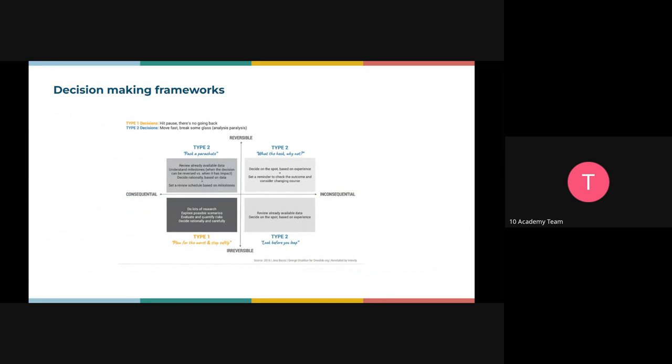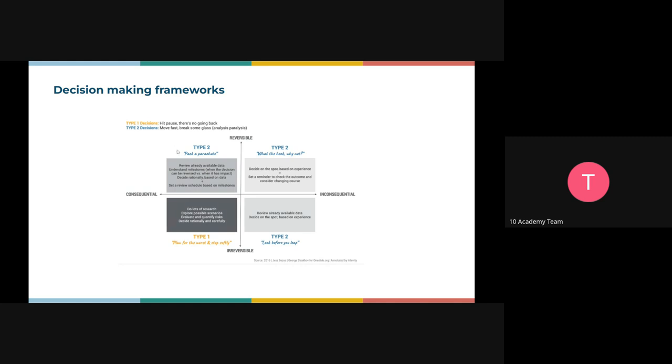And this is basically just documented how exactly he makes his decisions. And then one of the things that he mentions is you have to understand the two different types of decisions that you have to make on a day-to-day basis. So we have type one and type two decisions. Type one decisions are basically the long-term decisions that have a long-term effect, and they are very irreversible.